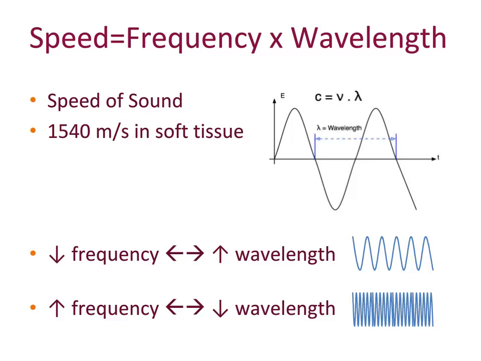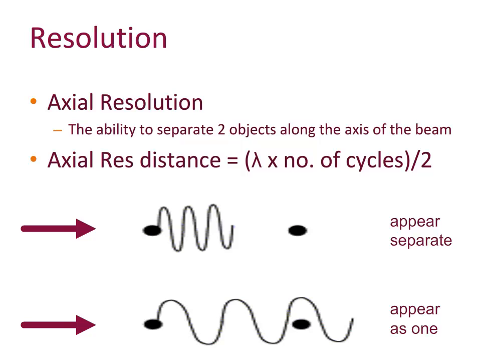There is, however, another advantage to smaller wavelengths, and that is smaller wavelengths have better axial resolution. Axial, also referred to as longitudinal resolution, means what is the smallest distance between two objects that the beam can resolve as two objects. Therefore, a smaller number will mean better resolution. The axial resolution distance calculation depends on the wavelength and the number of cycles in the beam. Therefore, smaller wavelengths will have better resolution. That is to say, using a higher frequency transducer will give us better axial resolution, allowing us to separate structures even when they are very close to each other.